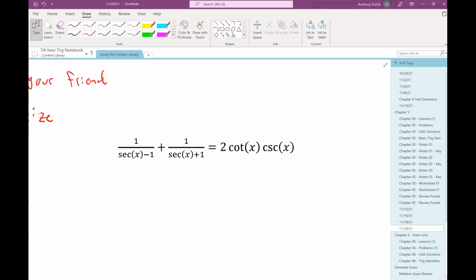What do we need to do to add two fractions? Great, a common denominator. What would that common denominator be in this case? It's not secant. So secant x is just like a variable, right? That's the way we should be thinking about this. So like if I had, let's say, secant x is 3.